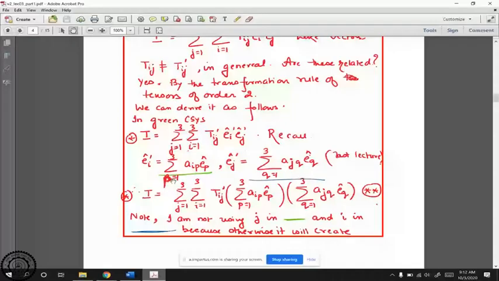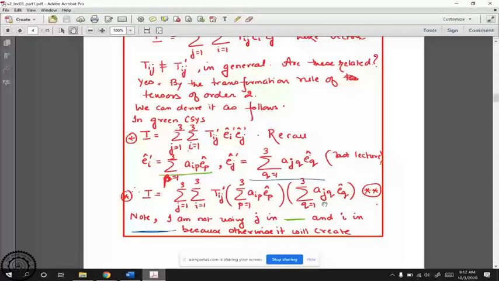So here the summation is over P, and here the summation is over Q. This J corresponds to our query of e_j prime, and this I corresponds to my query of e_i prime. And P and Q are like running variables required for summation. So I am going to replace e_i prime and e_j prime using these quantities here.